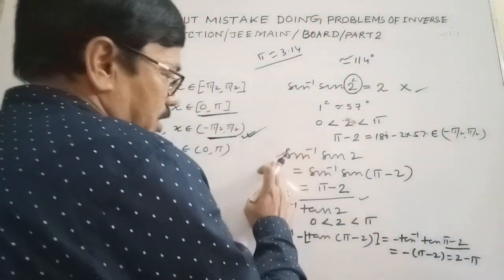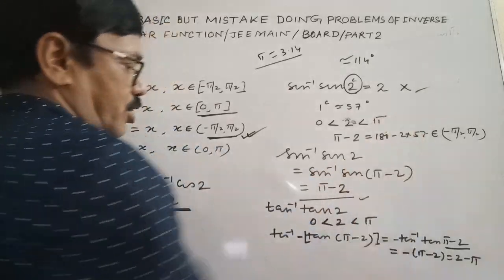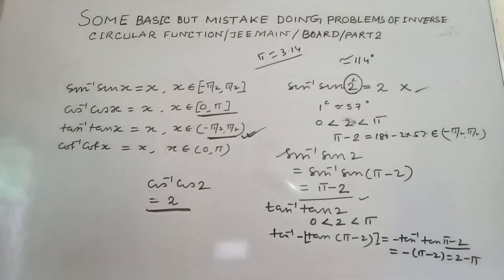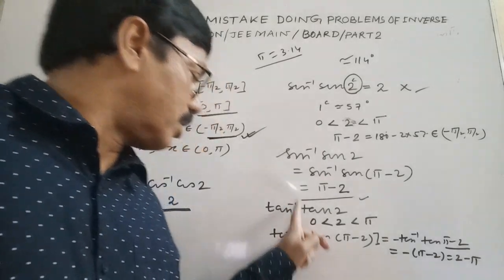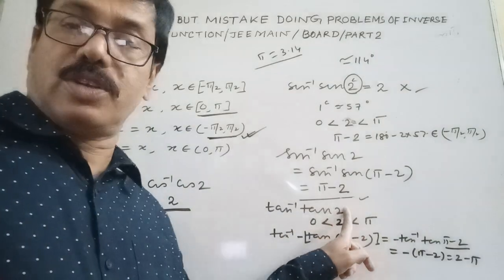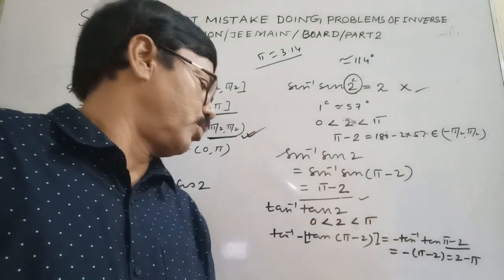So, sin inverse sin 2 equals sin inverse sin (pi minus 2). So, we are getting pi minus 2. Now, in case of tan inverse tan 2, 2 does not belong to the principal value. So, we cannot write it as 2.